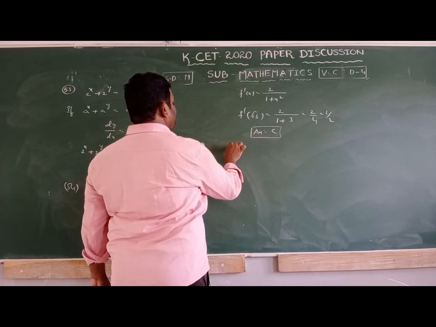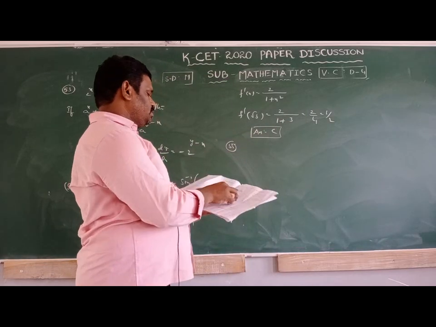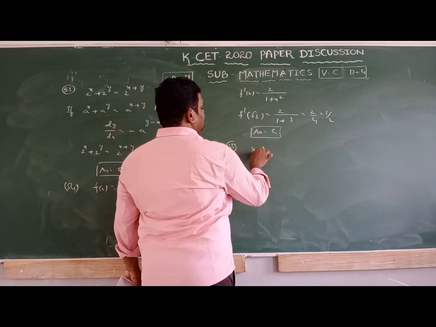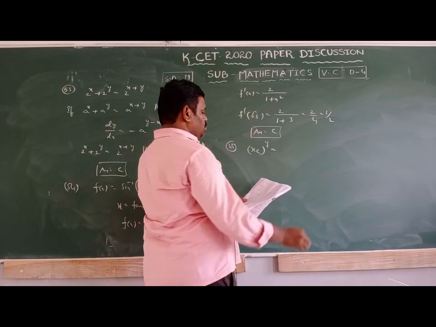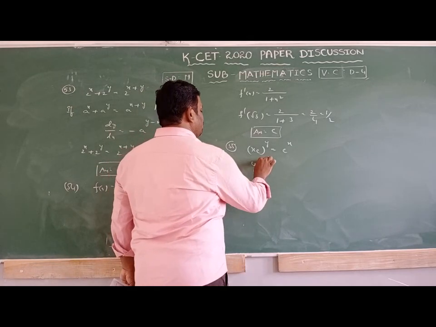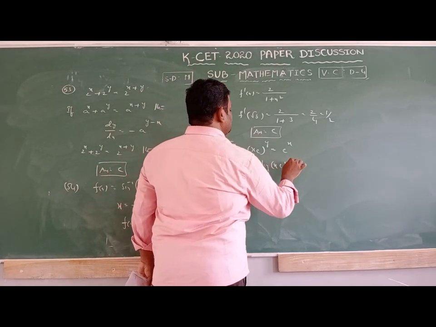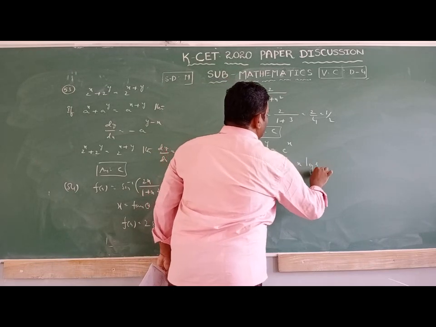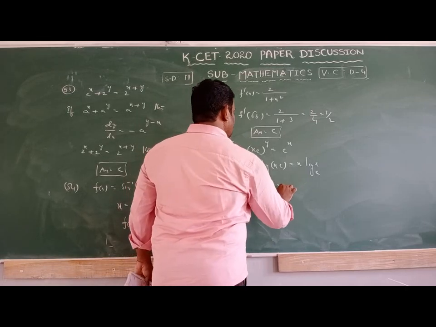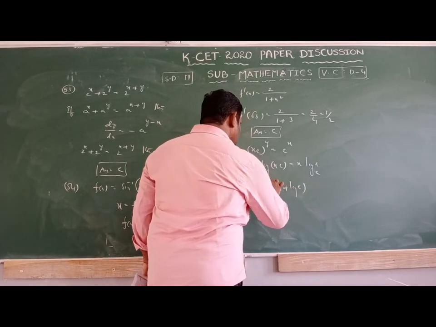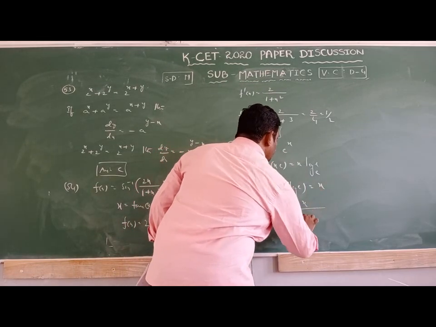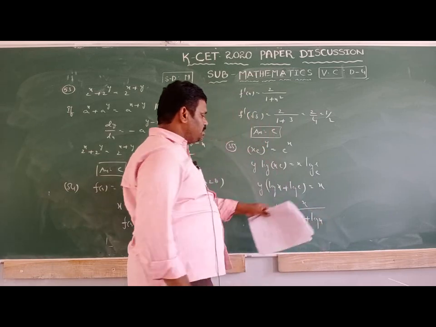Next, 55. What is given? Again a derivative problem only. (x^c)^y is equal to e^x given. If you take log on both sides, then y into log of x^c is equal to x into log e base c. Then using the log m plus log n formula, finally y is equal to x by 1 plus log x, since log e is equal to 1.